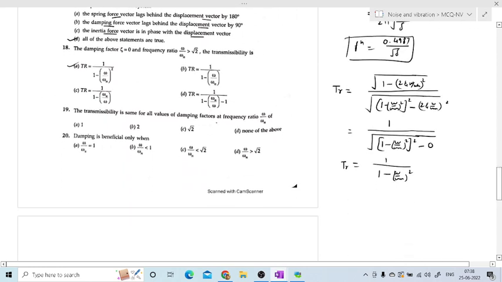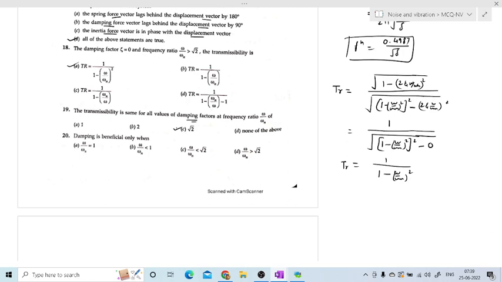Means for any value of zeta, that is damping factor, the frequency ratio omega by omega n should be root 2, then transmissibility will be equal to 1. म्हणजे ओमेगा बाय ओमेगा एन ची व्हॅल्यू किती पाहिजे? इक्वल टू रूट 2. So the answer is C. So the transmissibility is same, म्हणजे सगळ्या वेळेला सेम राहणार कुठल्या पण झिटाच्या व्हॅल्यूला. कधी ज्यावेळेला ओमेगा बाय ओमेगा एनची किंमत किती असला पाहिजे? रूट 2. काही पण करा, ते एकच येणार उत्तर.